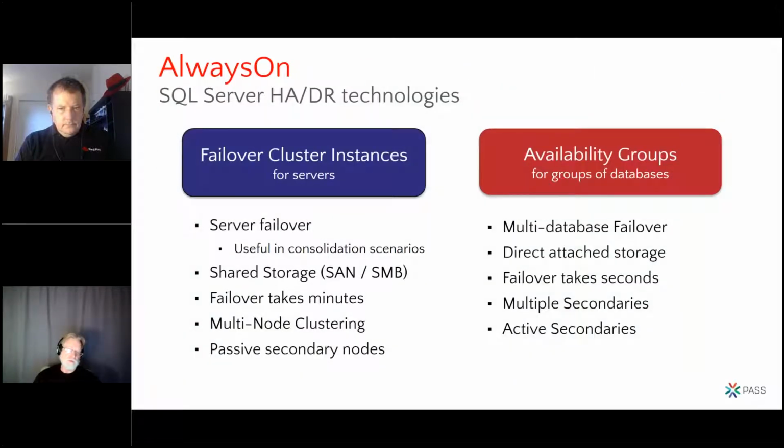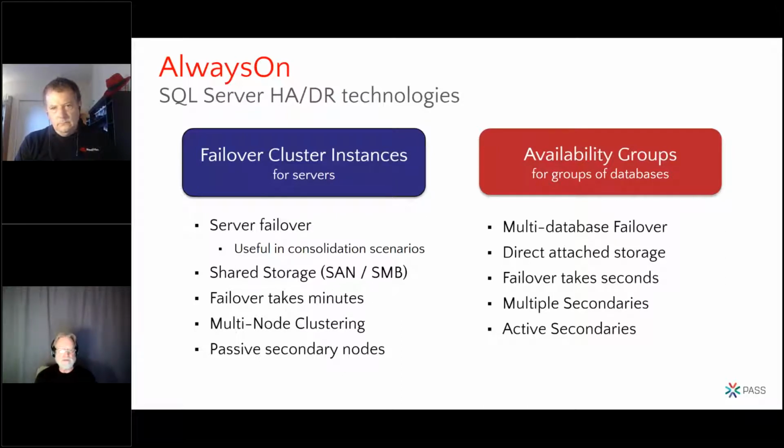So the two primary HADR technologies that SQL Server customers deploy are failover cluster instances and availability groups. Failover cluster instances protect servers, availability groups protect groups of databases. The idea there is that you have a set of databases that are expected to work together. An application may need to talk to more than one database, so you want them all to move as a unit.